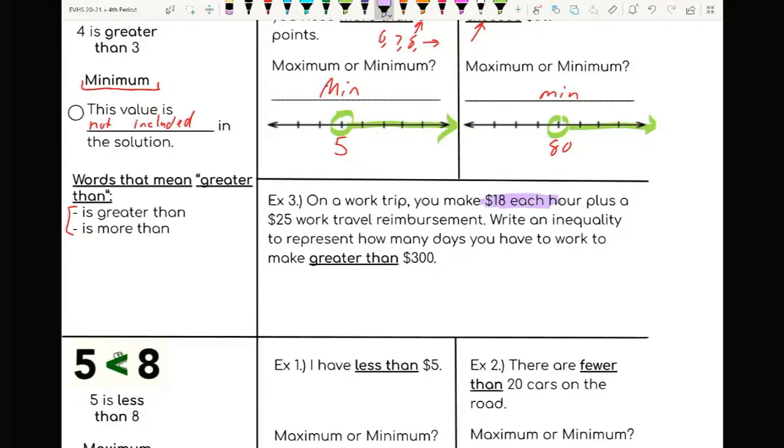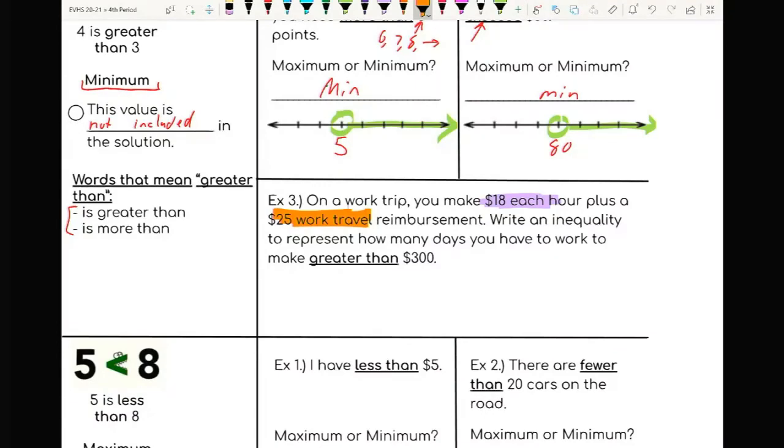You make $18 each hour plus a $25 work travel reimbursement. Now, that work travel reimbursement, does that say it's going to happen every hour, every day, or is it on that one trip? It doesn't say. So on a work trip, you get $25. That implies that you're only getting it one time. That is a starting value, which I've been doing in orange.